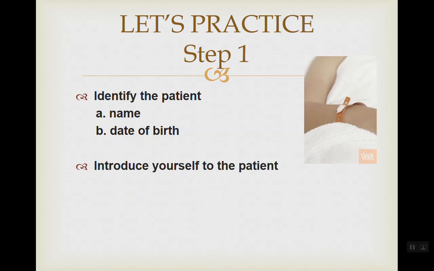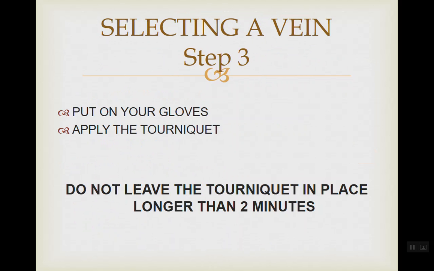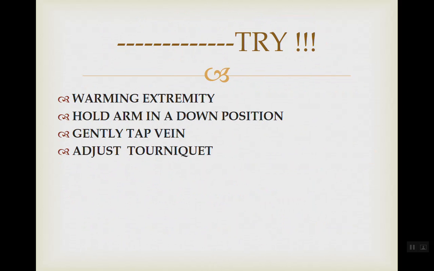Again, the steps involved: always going to make sure we have the correct patient, gather our necessary equipment, wash our hands, put our gloves on, put the tourniquet on, do our site selection, figure out where we're going to stick. Always trust your finger more than your eyes. Although you don't see a vein, you might feel one, so you want to trust your fingers more than your eyes. Never perform a blind stick. Everybody has an antecubital, so you just don't want to prep that area and say, I know it's in there, so I'm just going to try to stick it. You never want to blindly try to do a venipuncture stick.